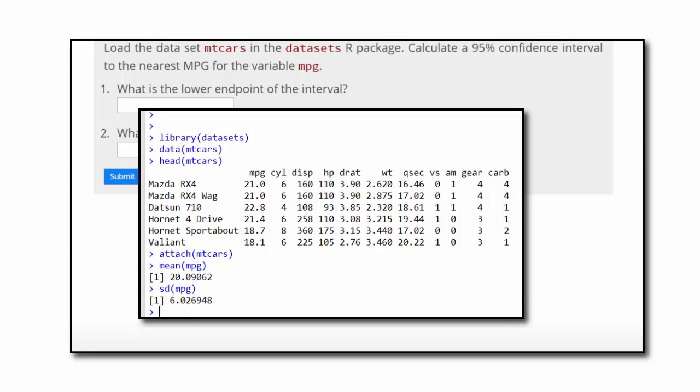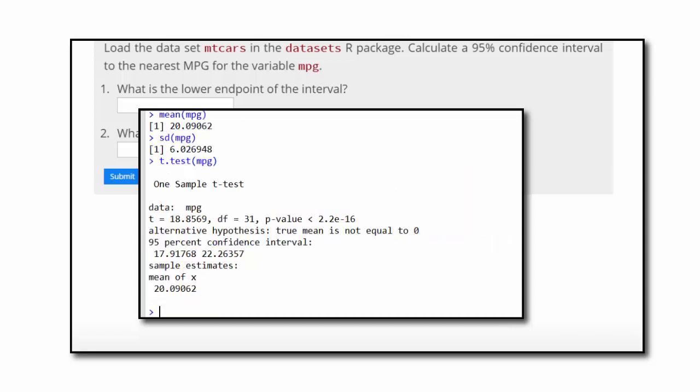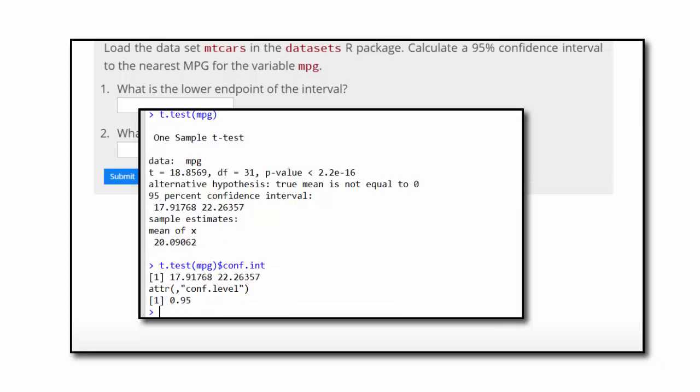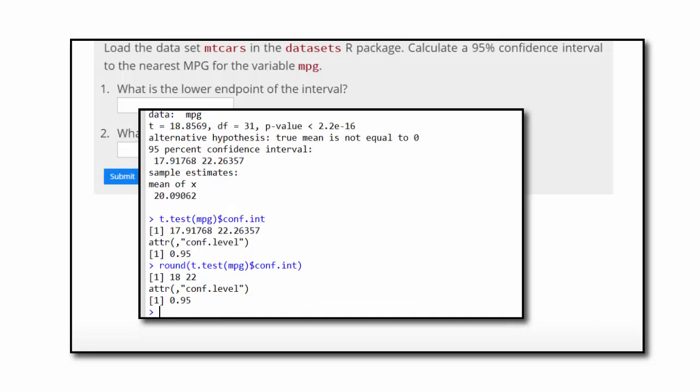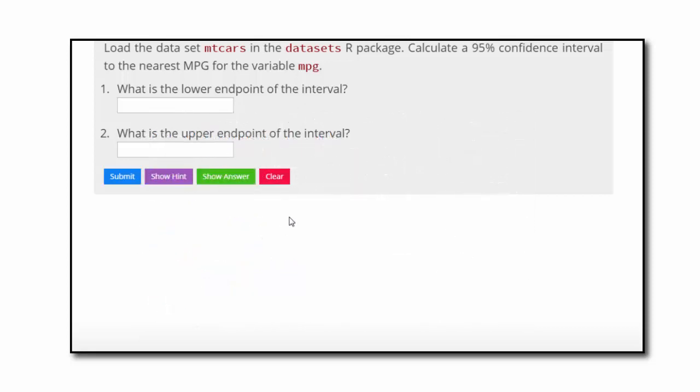miles per gallon. So if I were to do t.test of MPG, that would give me my T interval. If I just want to grab the conf.int part of it, then it'll just give me my confidence interval. And then if I want to round that to the nearest mile per gallon, there it is, 18 to 22. So I'm going to try 18 there, and I'm going to try 22 there, and I'm going to click submit, and they're both correct.